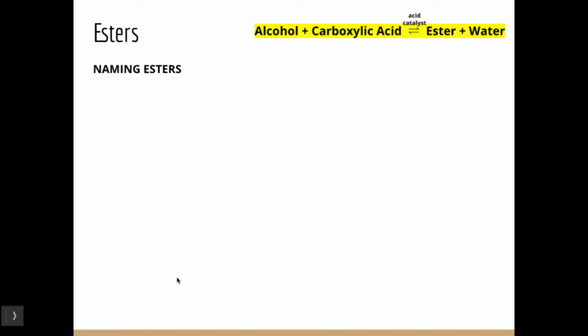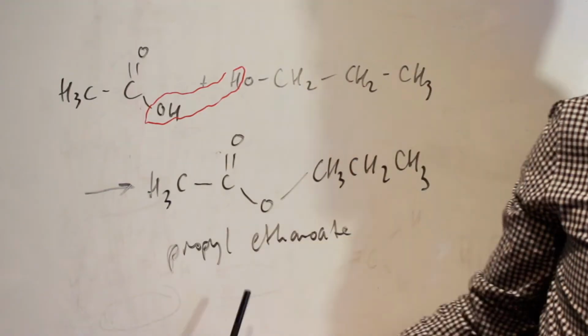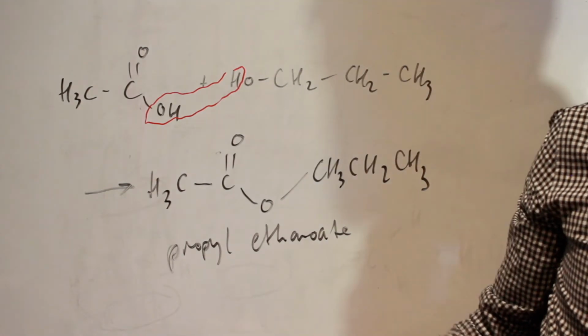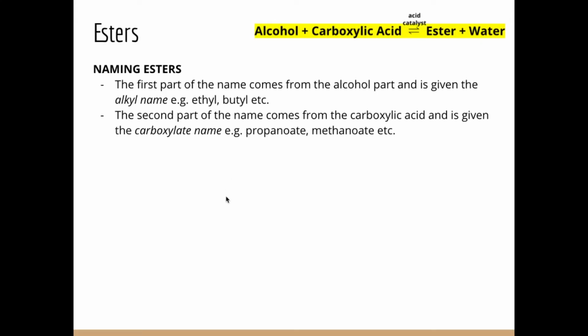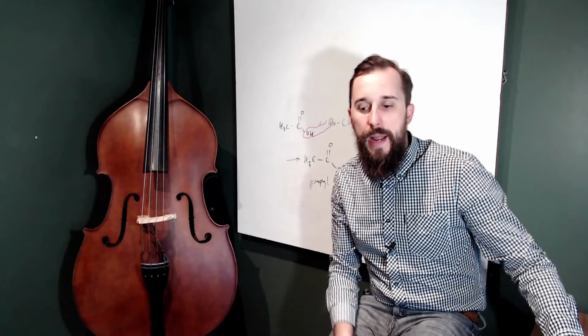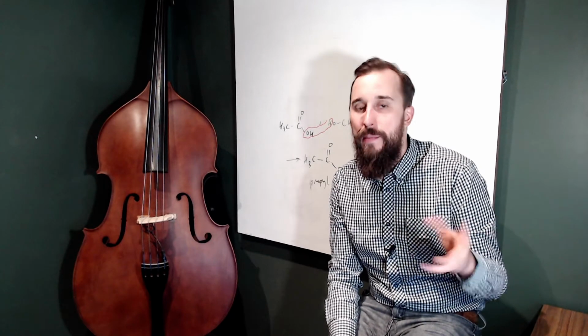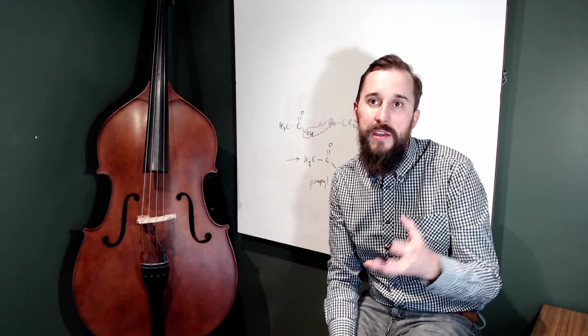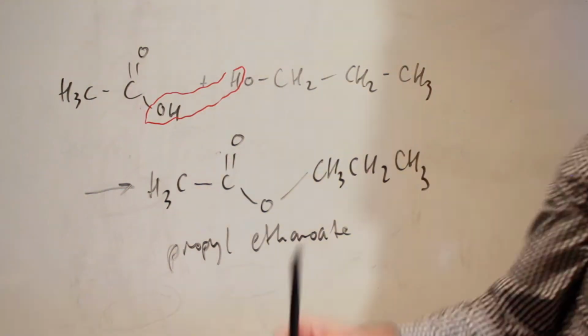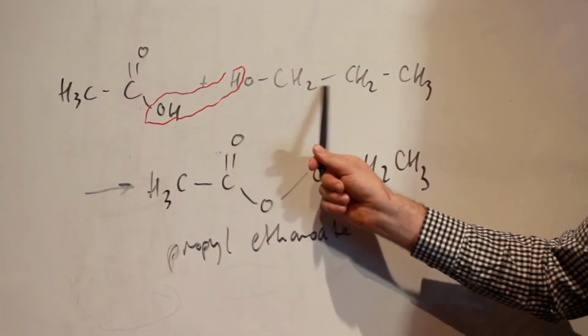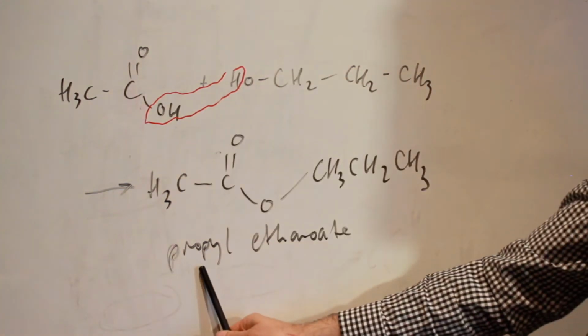Let's talk about naming esters and how I came to this name. Why propyl ethanoate, why not ethyl propanoate? Well, because there are some rules. The first part of the name comes from the alcohol part, and that's given the alkyl name. So you change your alcohol name to the alkyl. Methanol becomes methyl. Butanol becomes butyl. So in this case, where I had propanol, the propanol part becomes the propyl.